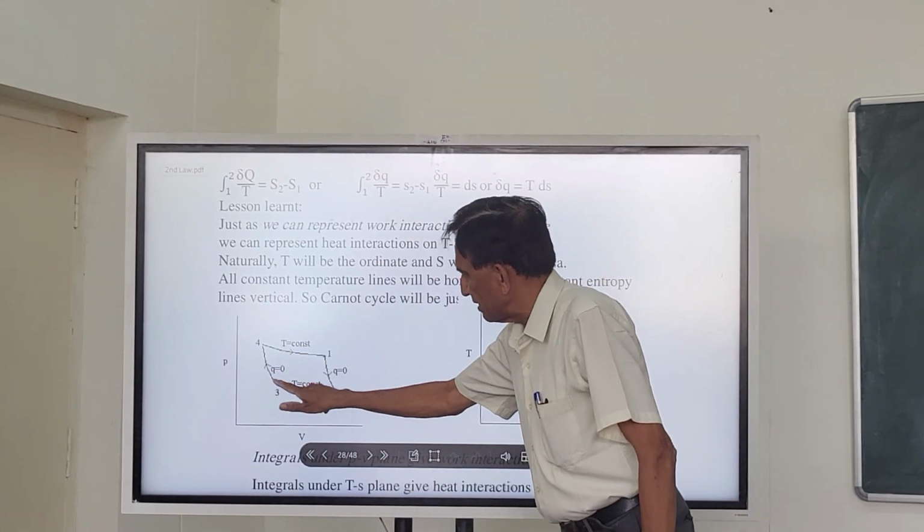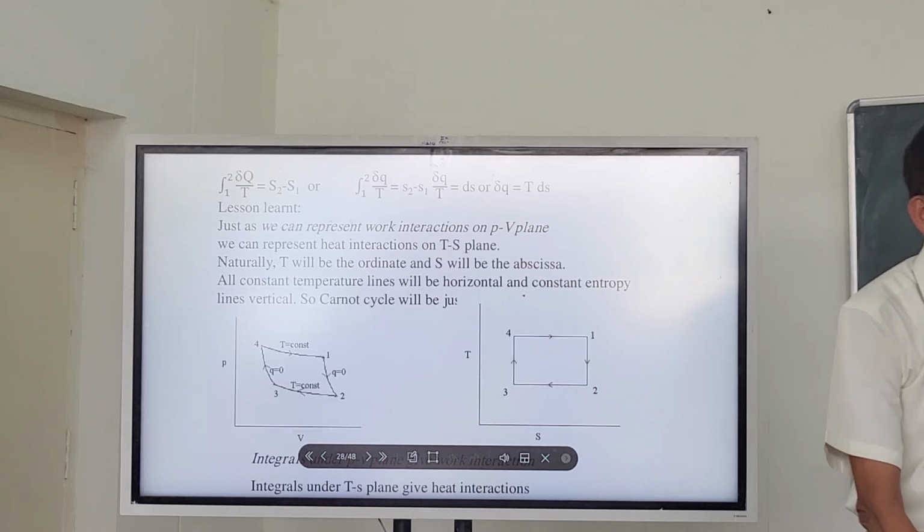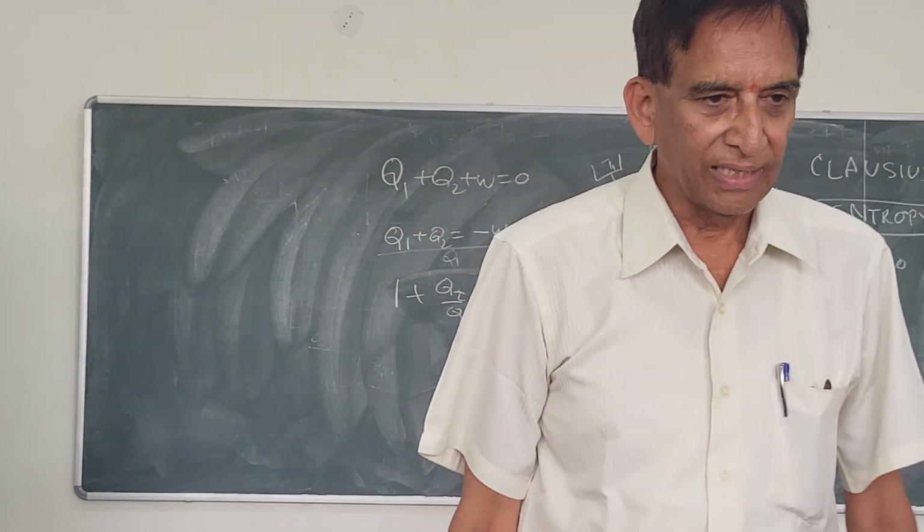So, we said that whatever is here, the area under that one, you see what is it? Area under the PV diagram.